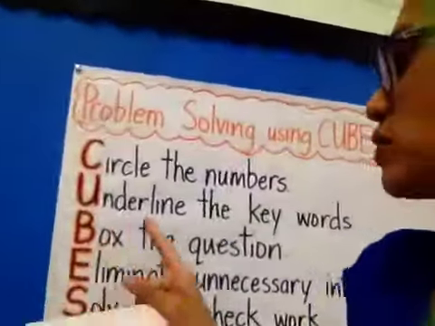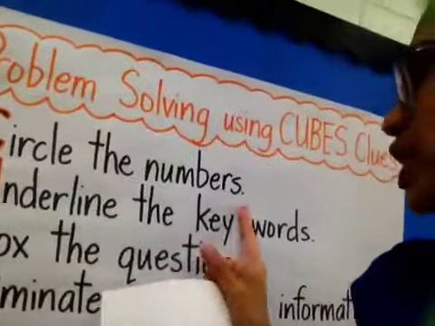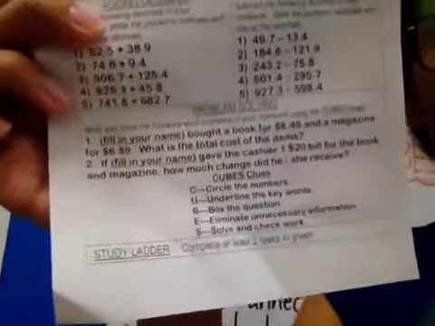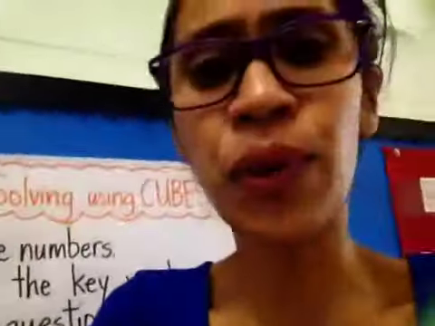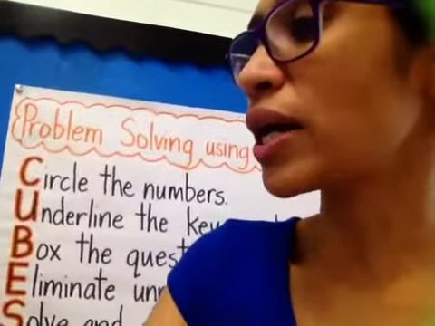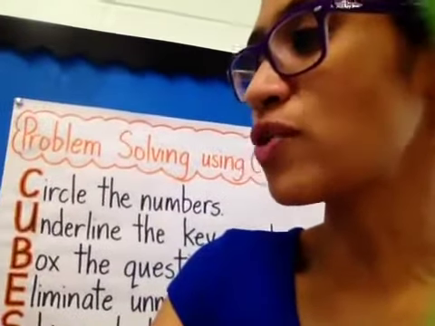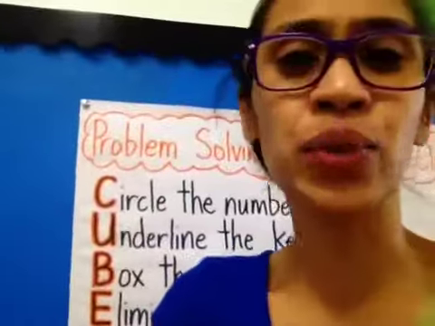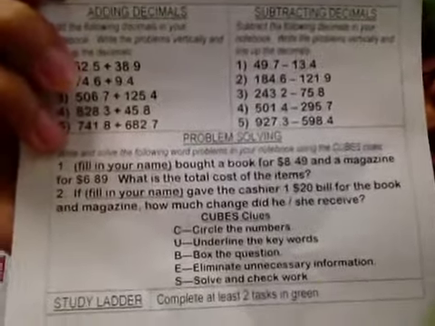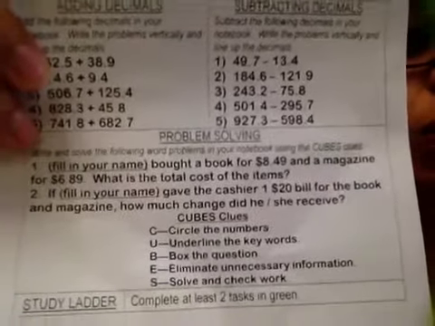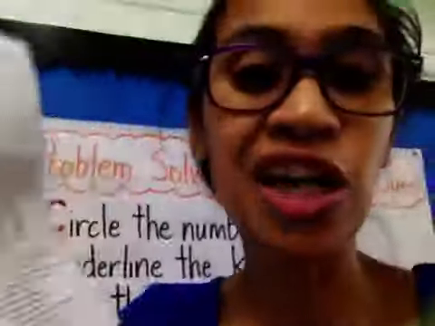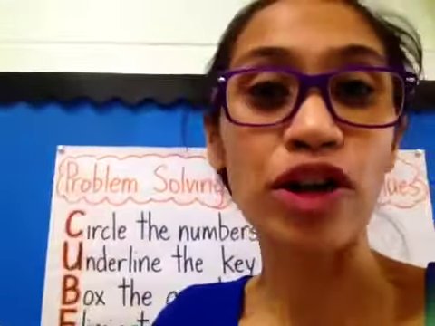And the next step, we're going to follow the U step, which is to underline the key words. So in that problem, when you wrote it down in your notebook, underline some key words. Can you find some key words for me? Okay, if you want to underline your name, because you are important, go ahead and do that. I would underline book, because the $8.49 is for the book. And I would underline the word magazine, because that's what the $6.89 is for. And I would underline the words total cost, because those keywords help you figure out how to solve it.